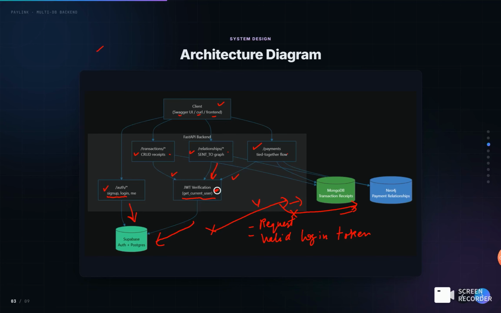Now, let's focus here and here. See, Supabase has two arrows pointing in, in this diagram, this and this. One from auth for sign up and login, and a separate one from the JWT verification for verifying tokens on every other request. Same database, two different jobs.